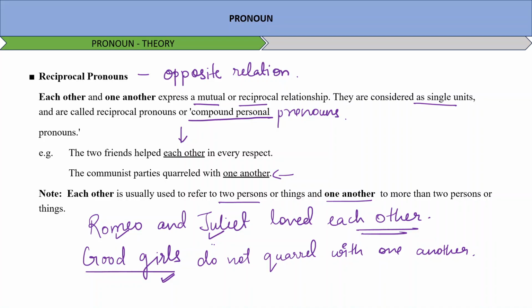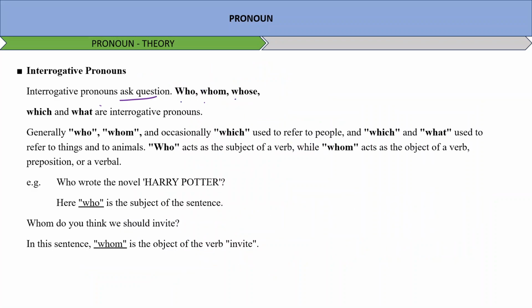Next, interrogative pronouns. Interrogative pronouns are pronouns which are used to question. Interrogative pronouns ask questions. Who, whom, whose, which and what are interrogative pronouns. Generally, who and whom and occasionally which are used to refer to people, and which and what are used to refer to things and animals. Who acts as a subject, whom acts as an object of a verb, preposition or verbal. Okay, let's see this.